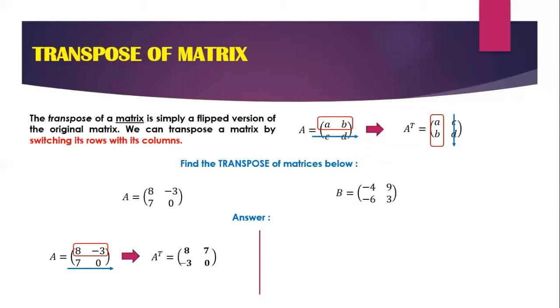Okay, what about matrix B? [-4, 9; -6, 3]. Here is the transpose of matrix B. In the process, the first row, -4 and 9, will be switched to the column, and the second row, -6, 3, will be switched to the second column. Is it clear to everyone? Very clear, right? Okay, what do you think about matrix? Matrix is a very easy material in mathematics.